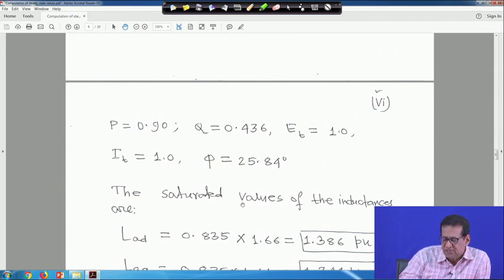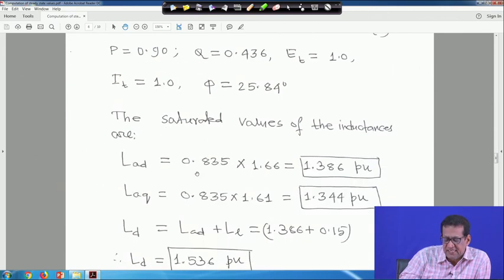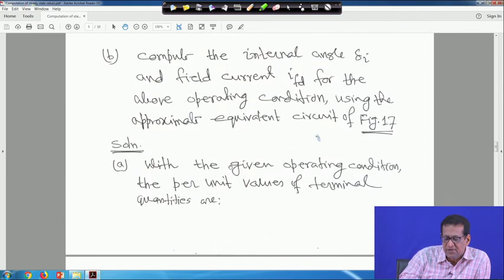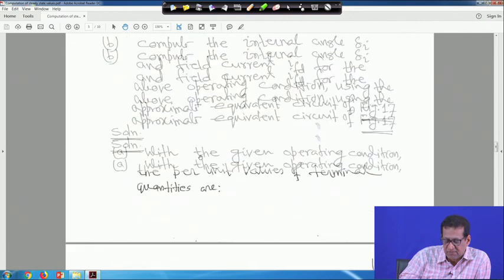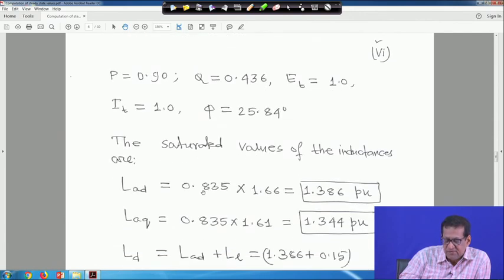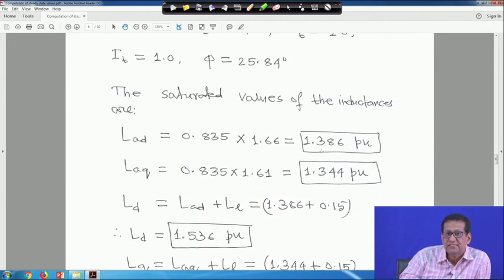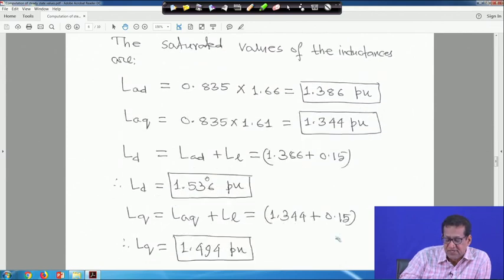So, the saturated values of the inductances, as given in the problem, are 83.5% of the values given above. So, LAD will be 0.835 into 1.66, that is 1.386 per unit. LAQ is equal to 0.835 into 1.61, it is 1.344 per unit, right. LD is equal to LAD plus LL, that is 1.386 plus 0.15, because LL is given as 0.15.